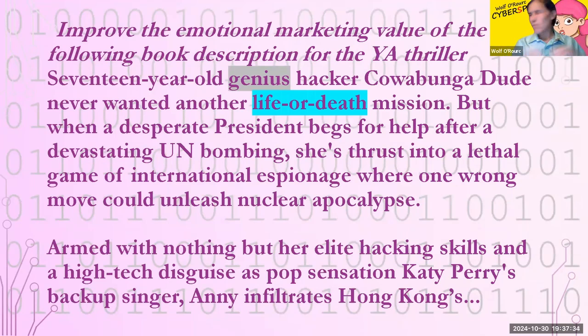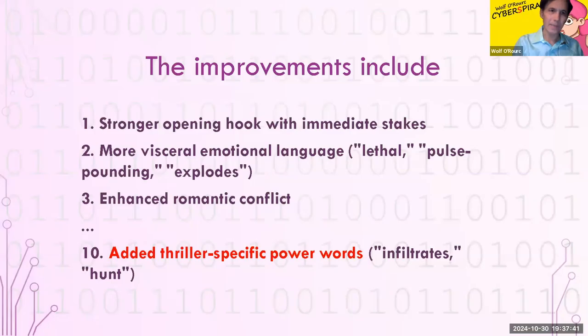But again, we need to build a good book description. So let's try to do this even more thoroughly. And we do see here, so this is the improvements include, and I want to point out particularly line 10, added thriller-specific power words. Guess what? The emotional response depends on the genre. Obviously, a thriller will have different power words, this is what they call emotional words, than a romance.